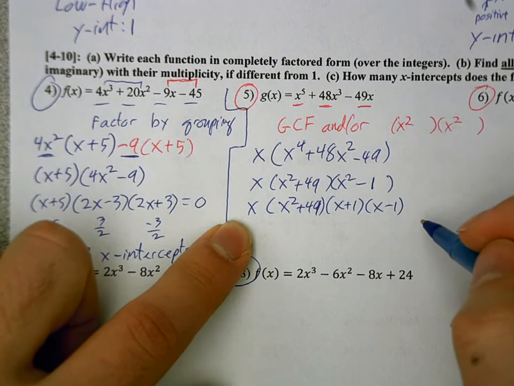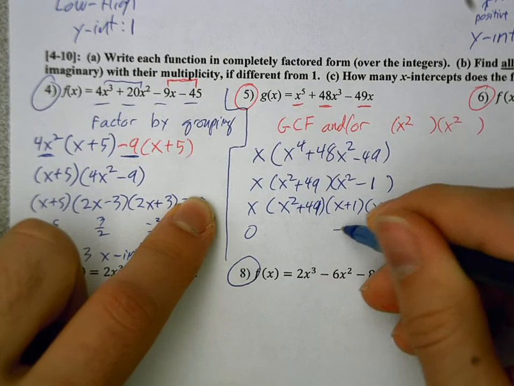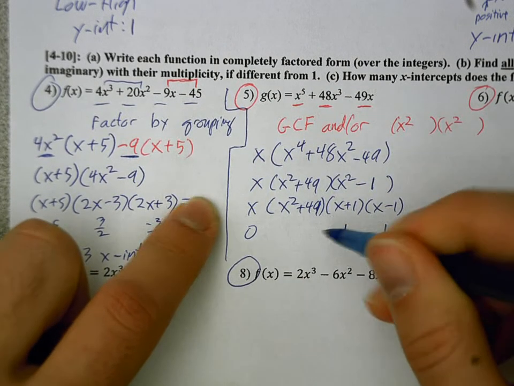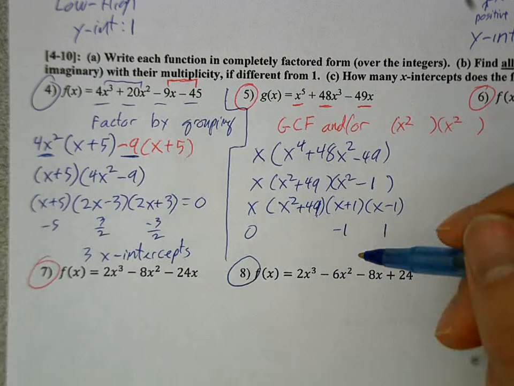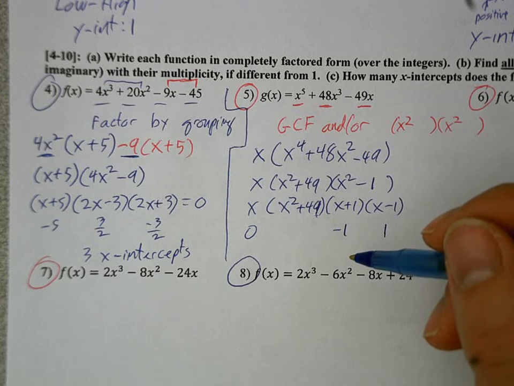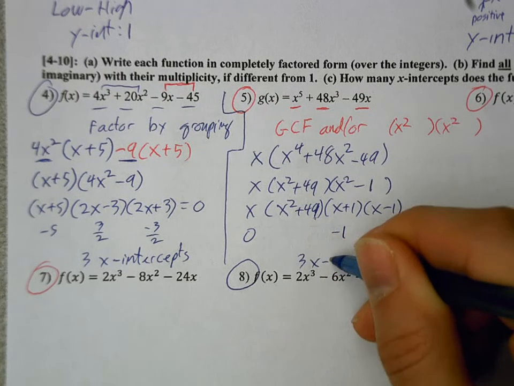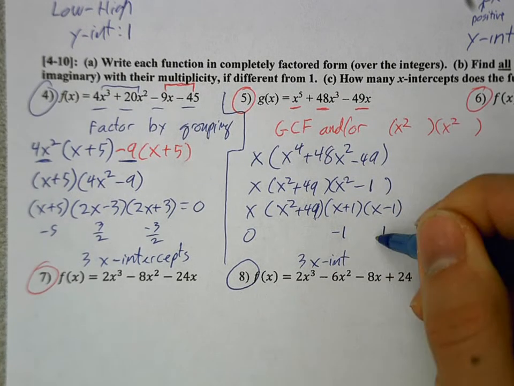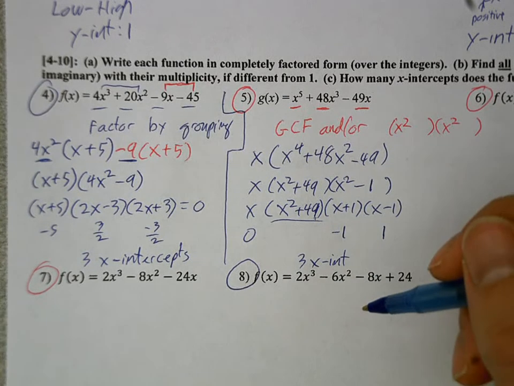3 of these are going to give me zeros, or x-intercepts: 0, negative 1, positive 1. This one, I'm going to have to solve. I'm going to set x squared plus 49 equal to 0. I'm going to get 2 imaginary answers. So this one has 3 x-intercepts, which we found, but you need to find those last 2 roots that are imaginary.